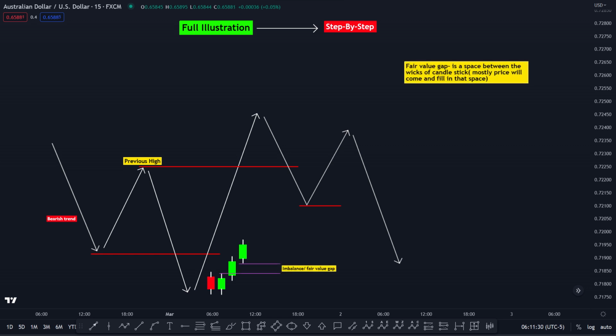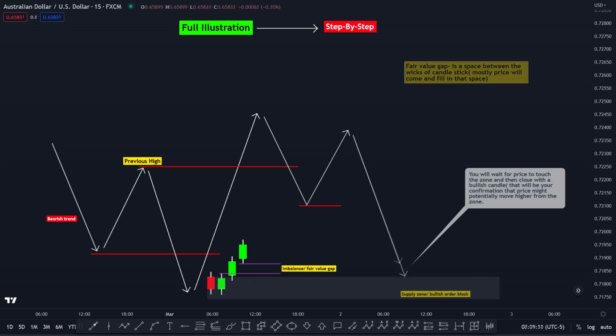Now we can see the imbalance here. An imbalance is a space between the wicks in simplest terms, so that means we will wait for price to trade lower and close the fair value gap, and then touch our demand zone, before we can see price going higher. Then your full analysis will look something like this.